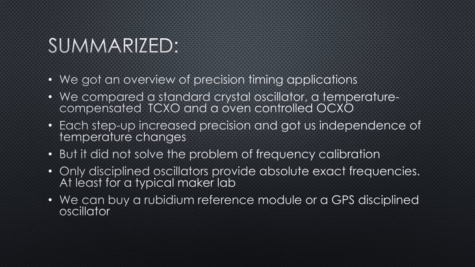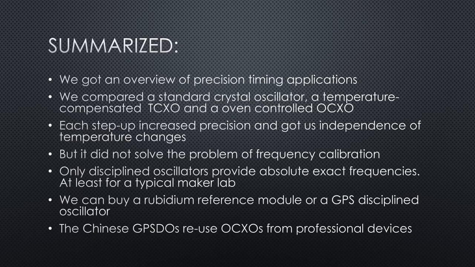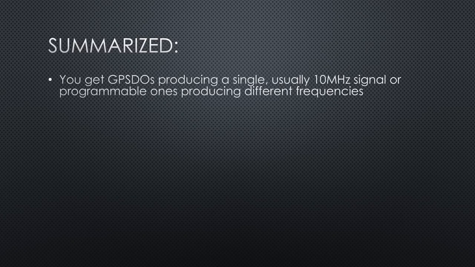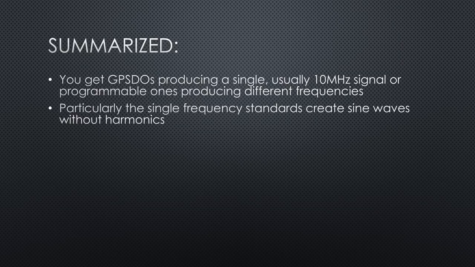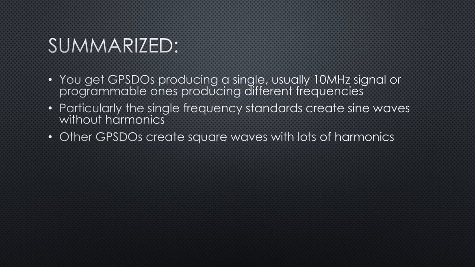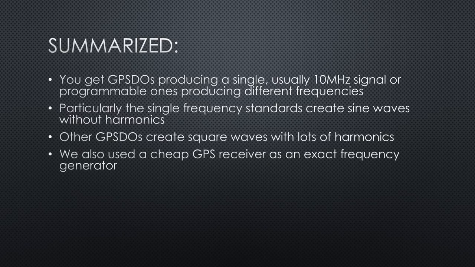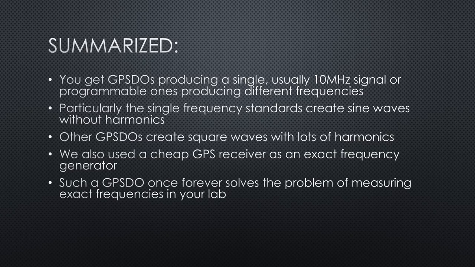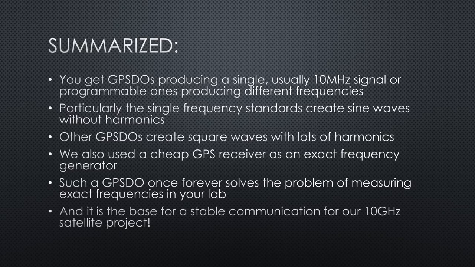We can buy a rubidium reference module or, as I did, a GPS disciplined oscillator. The Chinese GPSDOs reuse OCXOs from professional devices. Like that, you get a good quality signal for a low price. You get GPSDOs producing a single, usually 10 MHz signal, or programmable ones producing different frequencies. Particularly, the single frequency standards create sine waves without harmonics. Other GPSDOs, particularly the ones with programmable frequencies, create square waves with lots of harmonics. We also used a cheap GPS receiver as an exact frequency generator. Such a GPSDO once and for all solves the problem of measuring exact frequencies in our lab. And it is the base for a stable communication for our 10 GHz satellite project.